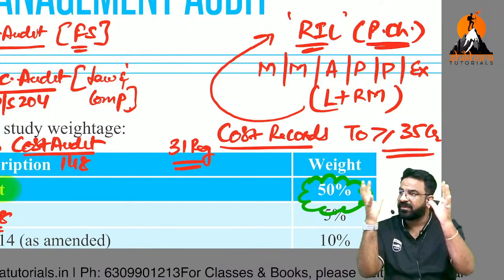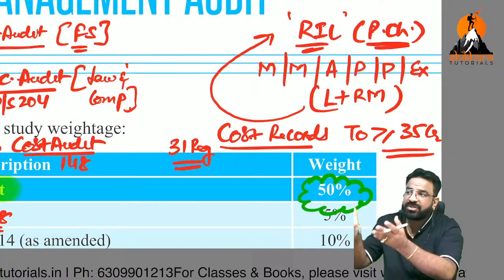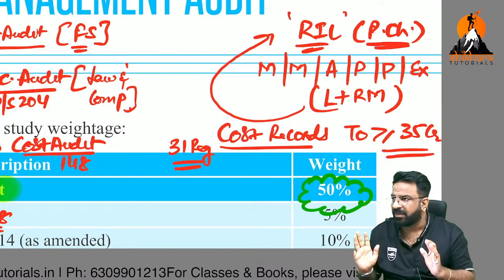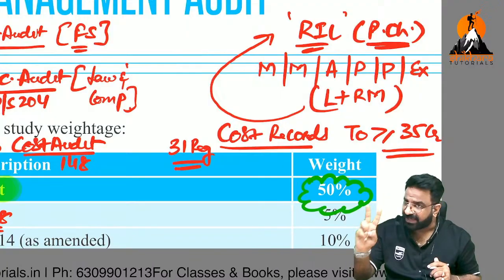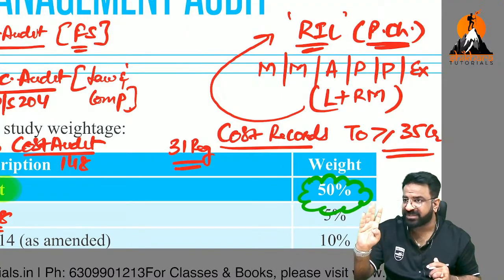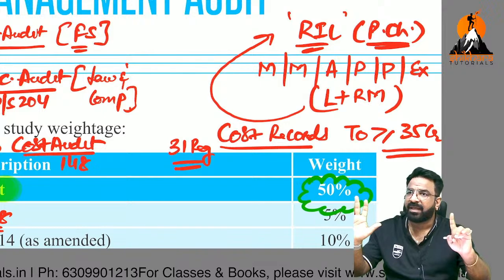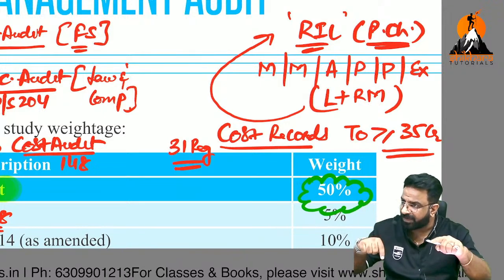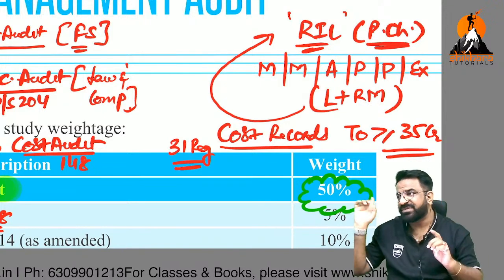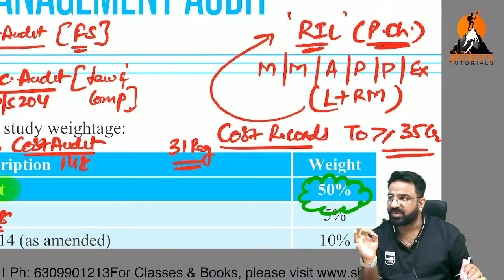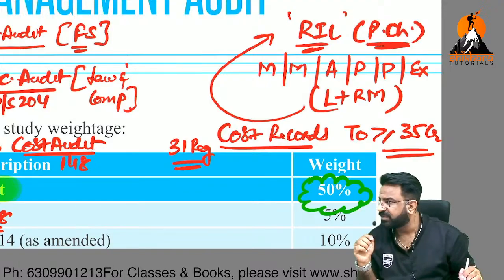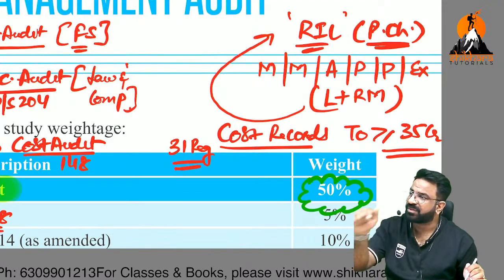Like that, 31 registers in addition to the normal books of accounts they have to prepare. But only which companies? If you are in mining, manufacturing, production, processing, assembling, or extraction, making use of raw material and labor, and in the preceding financial year your turnover is greater than or equal to 35 crores, then you have to start maintaining these records. On that, what we do is known as cost audit.